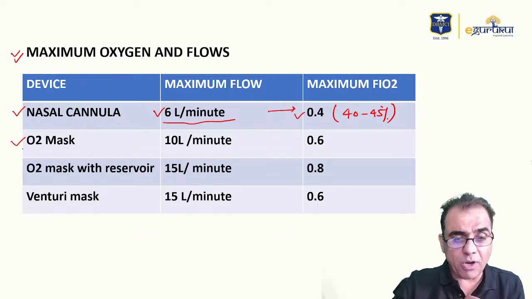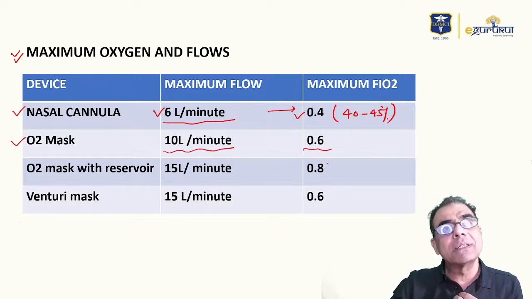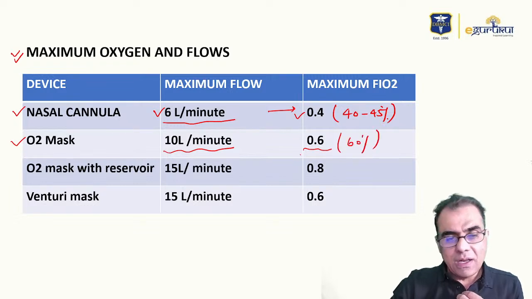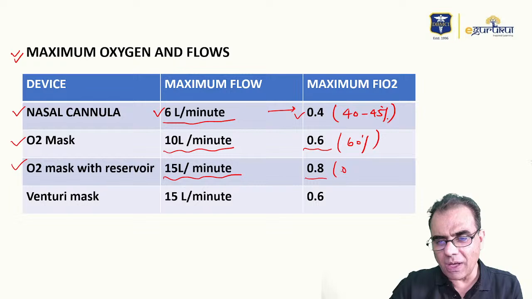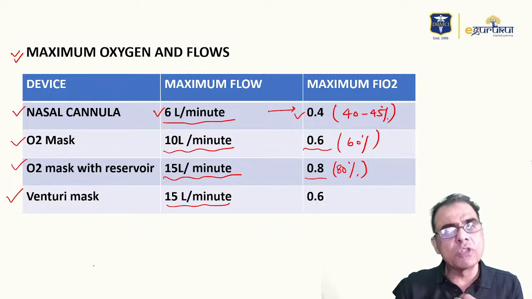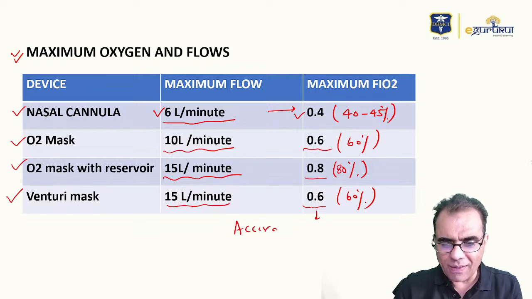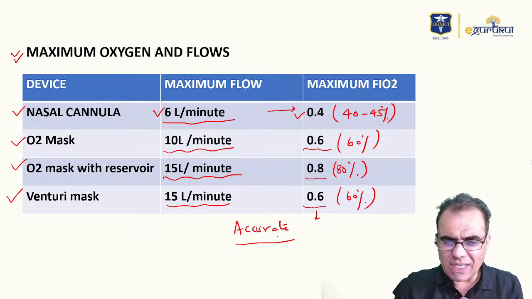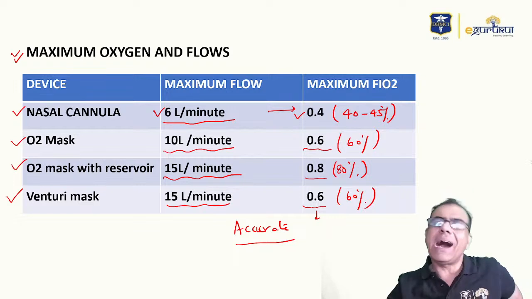If you are using a simple oxygen mask, maximum output you see is at 10 liter and that is 60%, 0.6. With an oxygen mask with reservoir, flow maximum is 15 liter and at that you can see maximum output is around 80%. Venturi mask, again maximum flow is 15 liter and the maximum output is again 0.6, 60%, but this is comparatively more accurate. So Venturi is comparatively more accurate in delivery of oxygen compared to the other delivery systems.